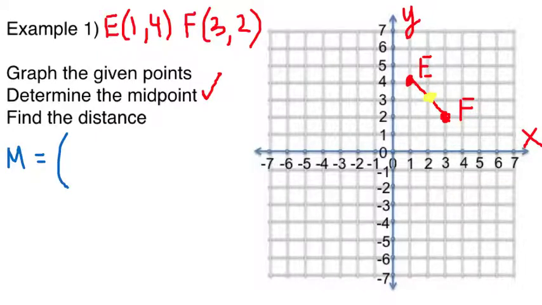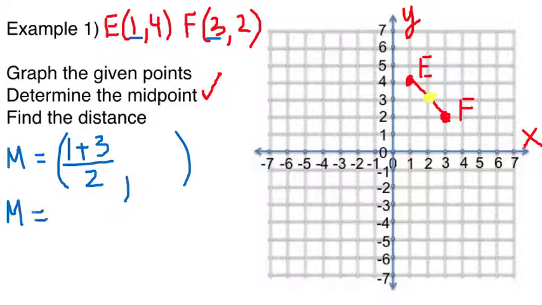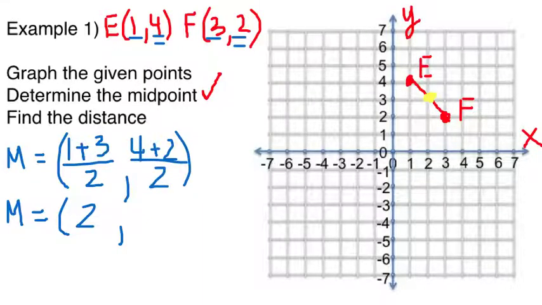And that midpoint formula is simply finding the average between the x's and the y's. So we'll start by finding the average of the x's. Just add up the x coordinates and divide by 2. And that would give us 4 divided by 2, or 2. Now let's do the same thing for the y's. Let's add the y coordinates, 4 and 2. And then we'll divide that by 2 to get the average. And the average is 6 divided by 2, or 3.